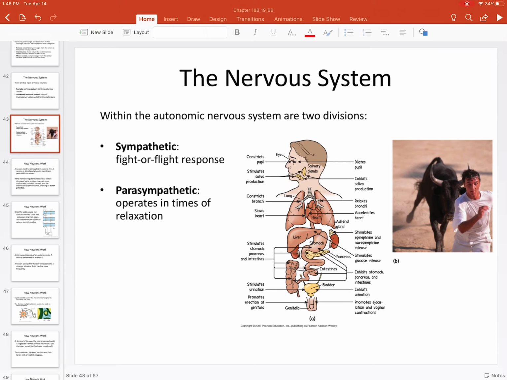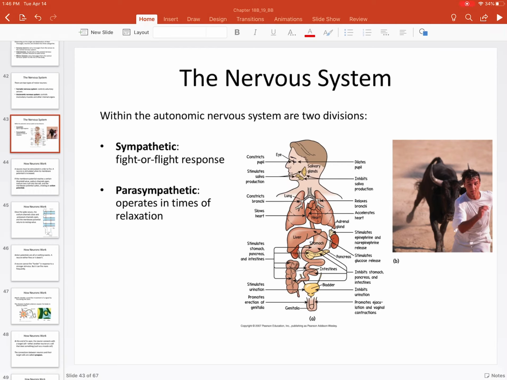Okay, there we go. They are going to be inhibited, and then your urination, so intestines that, and then it says promotes ejaculation and vaginal contractions. I don't really know much about the reproductive system to speak further on that. Now, all of this is going to come along the right-hand side, and you can see all the organs that are responsible for making that happen, and it happens all at once.